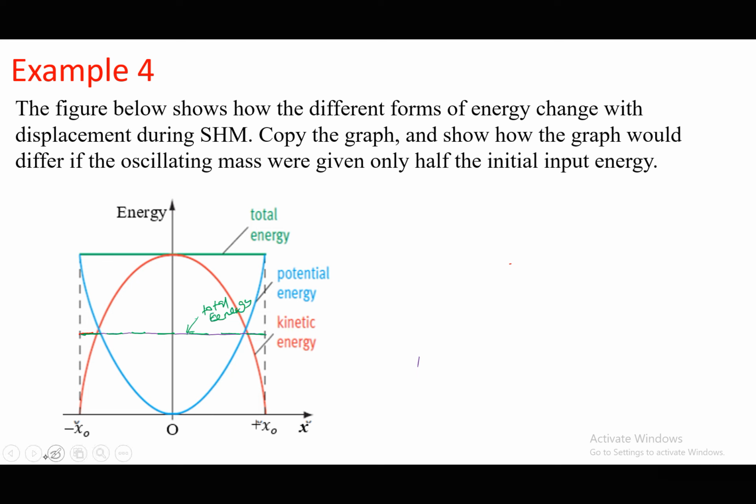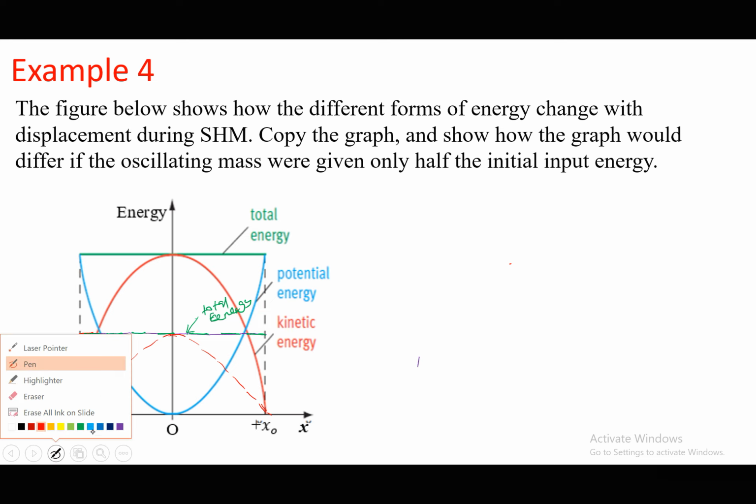Then kinetic energy, of course, the graph remains almost the same. So this is going to be the graph for kinetic energy, same shape. And the graph for potential energy is going to be the same shape. Let me choose the color for potential.